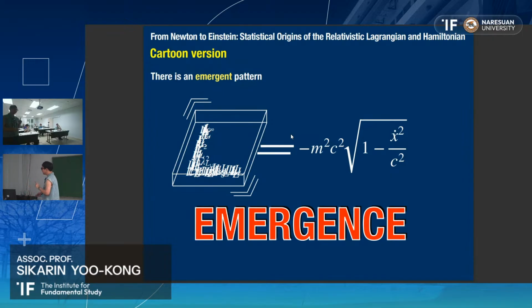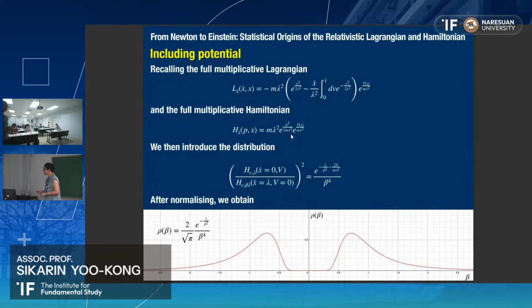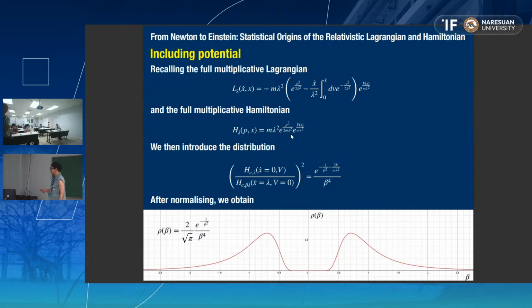The question is, what will happen if we include the potential? So let's see next. Now we're going to put the potential back into the Lagrangian, and here we get the Hamiltonian with the potential as well. And we find out that the distribution is going to be exactly the same as the previous one, this one.